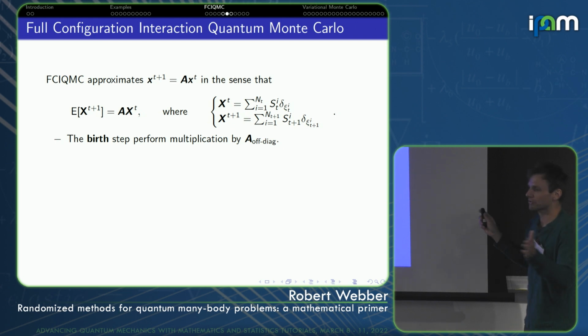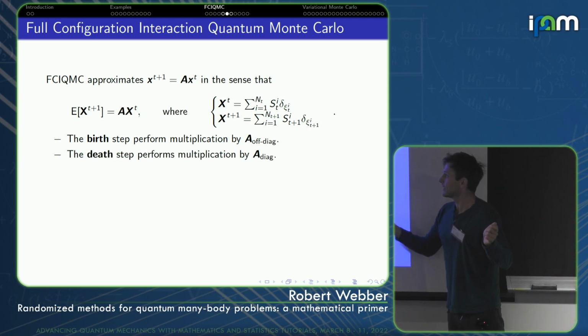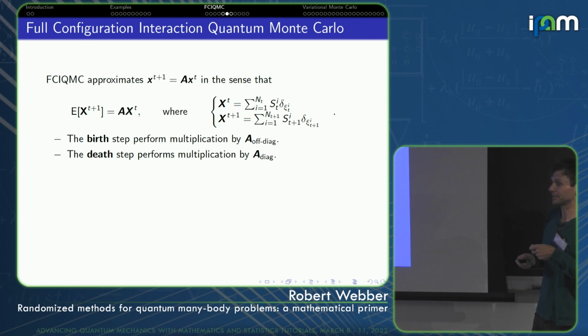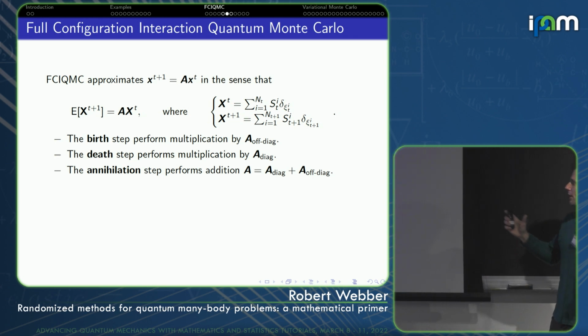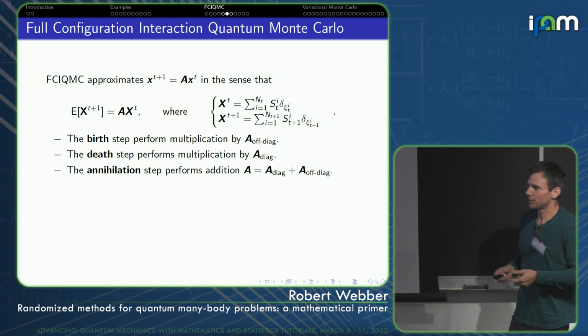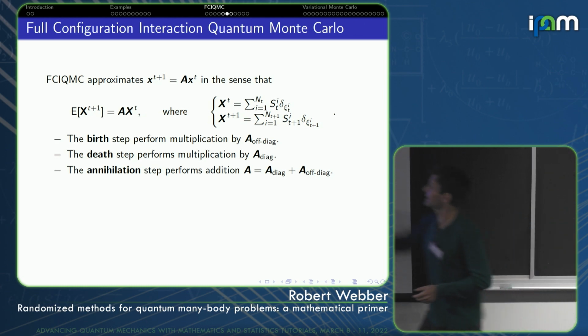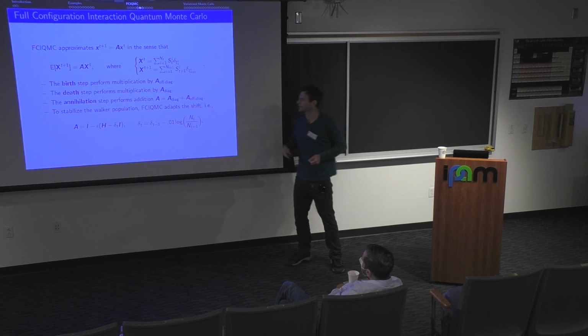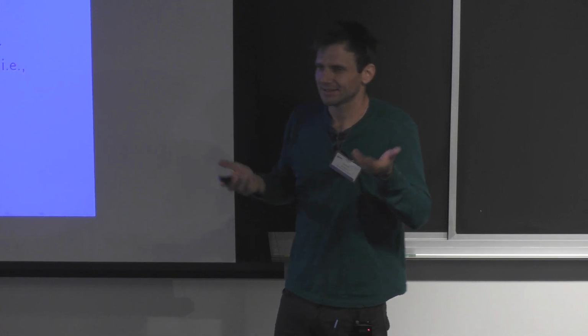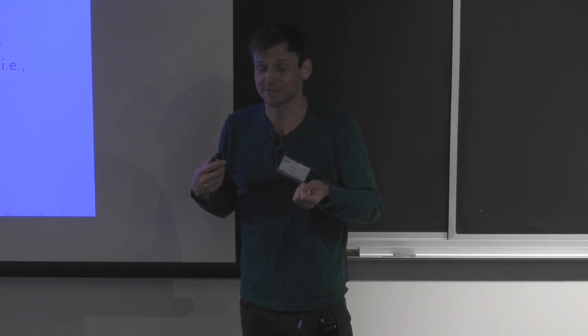And we can even break it down to a micro scale and say that the birth step is performing multiplication with the off diagonals. The death step is performing multiplication with the diagonals. And the annihilation step is performing the addition. A is the sum of the diagonal part and the off diagonal part. So, hopefully that sort of helps. I find that this expectation is really important. One thing that's really annoying though is, are birth, death, and annihilation going to stabilize the population over time? Is it going to grow bigger? Is it going to grow smaller? And my subjective interpretation is that this is a little bit of a mess.